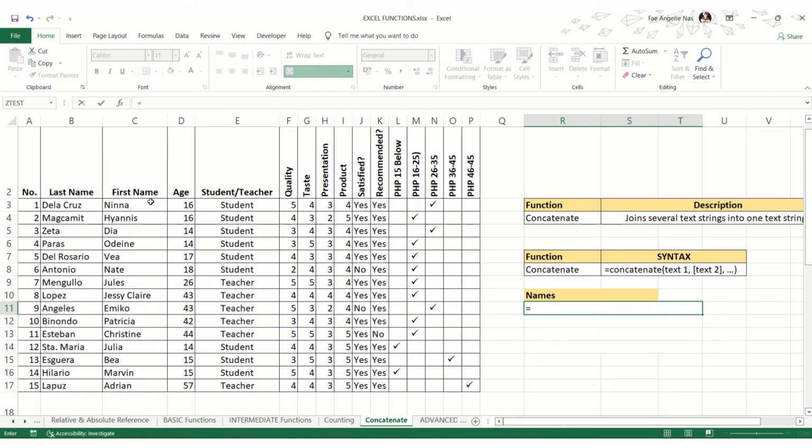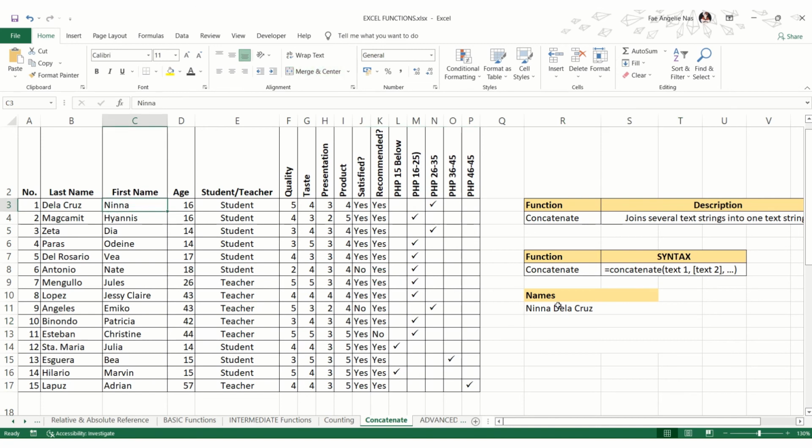So let's repeat. Equal sign and then CONCATENATE, open parenthesis, and then your first name, for example C3, and then comma, and then quotation mark. You want to include a space, because when we concatenate, we're going to combine words from different cell references. To separate words, we need to include a space. So write quotation mark, press the space bar, and then quotation mark, then press comma as a separator, select the last name, close parenthesis, and enter. So now the first name and last name can be found in a single cell.